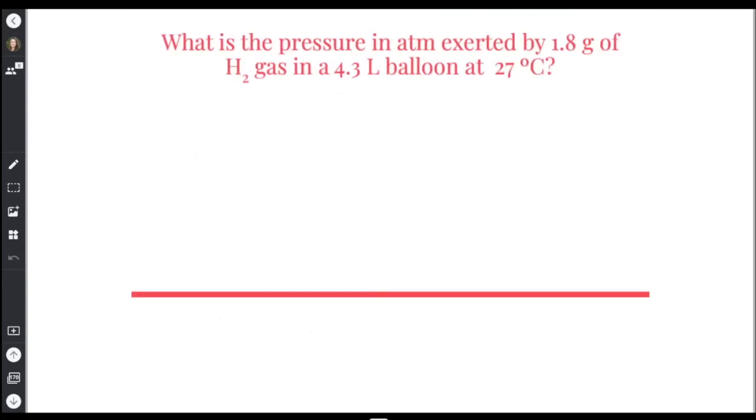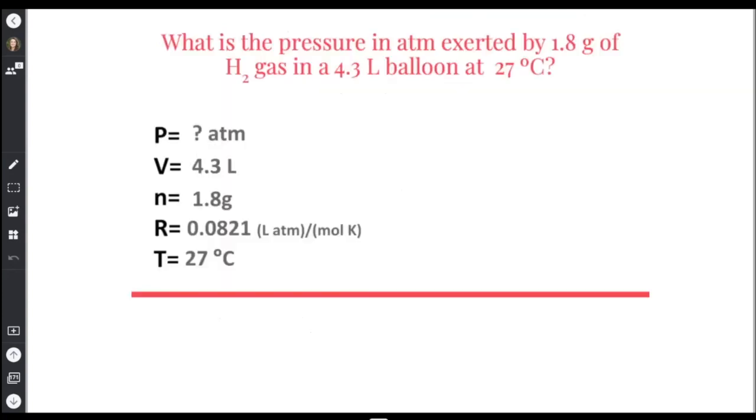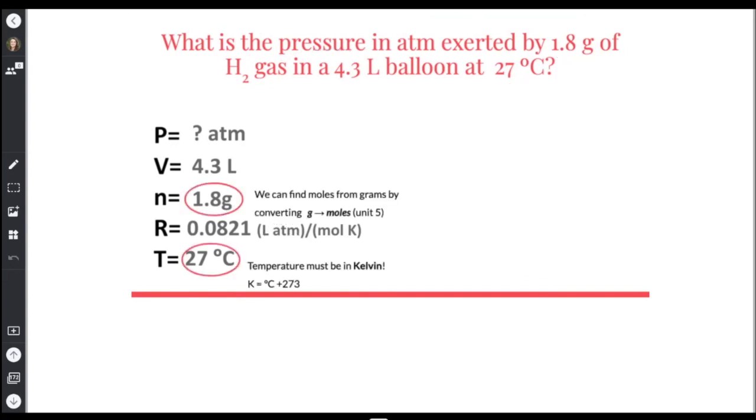This is one that we weren't directly given moles, and so let's review over it. When you identify your variables, what is the pressure? So pressure is what I'm looking for in ATMs, exerted by 1.8 grams of H2 in a 4.3 liter balloon at 27 degrees Celsius. And so I determined my R value because 0.0821 is the one that matches ATMs, right?